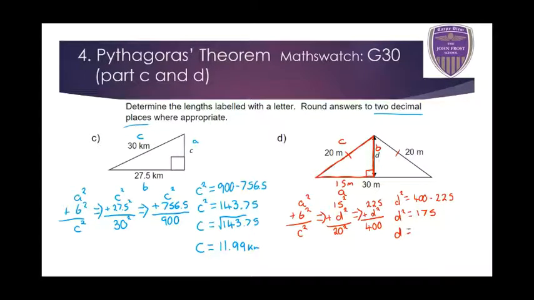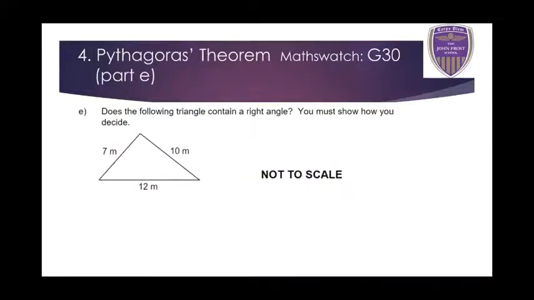And that must mean that D is equal to the square root of 175. And again, I highly doubt you knew this if you didn't have a calculator. If you found the square root of 175, you would have got 13.23 meters for your final answer. Okay, so very well done if you got that as well. Let's have a look at the next question now.